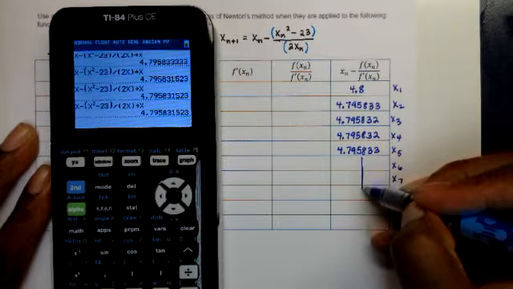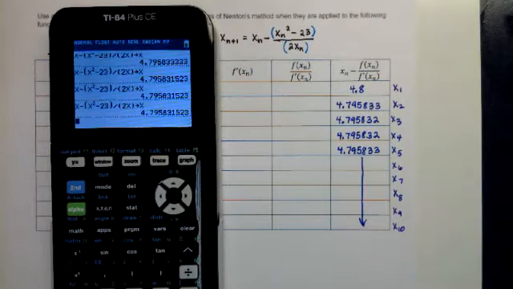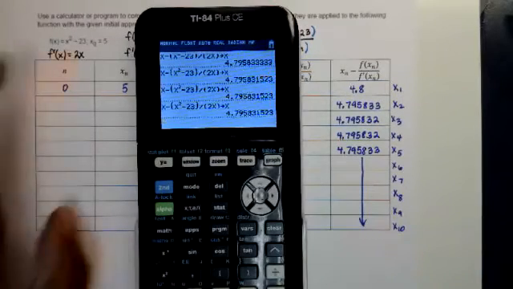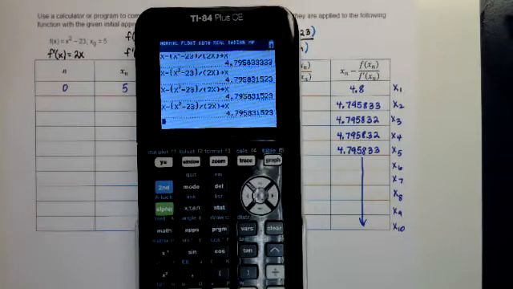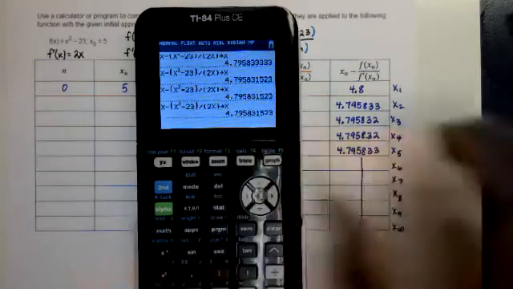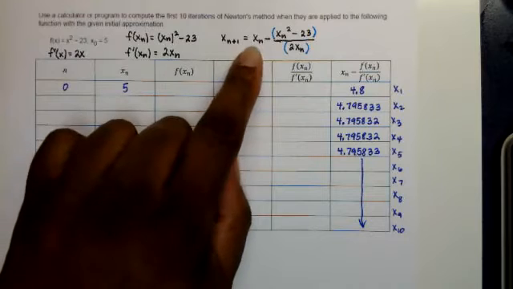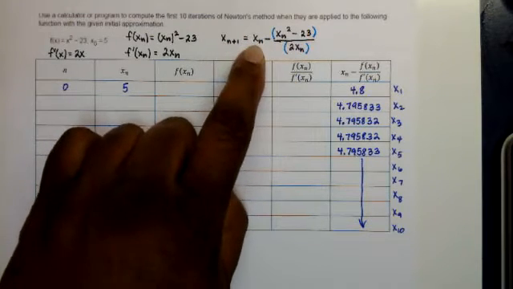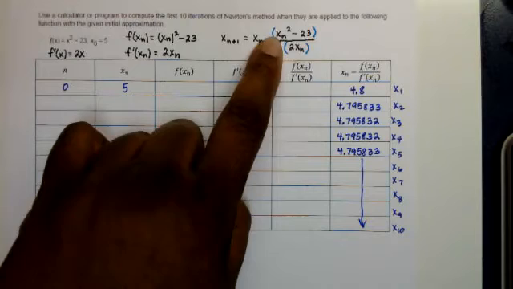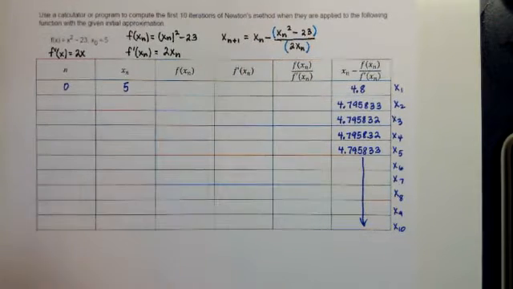Because x5, x6, x7, x8, x9, and x10 will be the same. So that tells me that 4.795831.523 is the 0 of this function, f of x equal to x squared minus 23. Now, of course, if you have questions, you can always reach out to me by email if you need to. But the fact is, you have to know how to enter this in the calculator by just using x's here. We're treating those like x's here. And the numerator, the denominator, you have to put in parentheses.